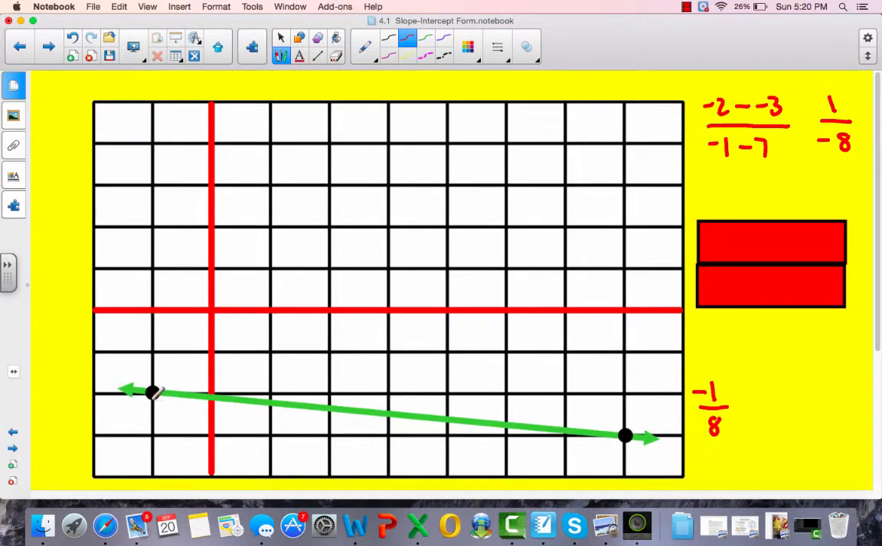This one has a negative slope. It started high and then went down to the right, okay? And it had a negative slope.